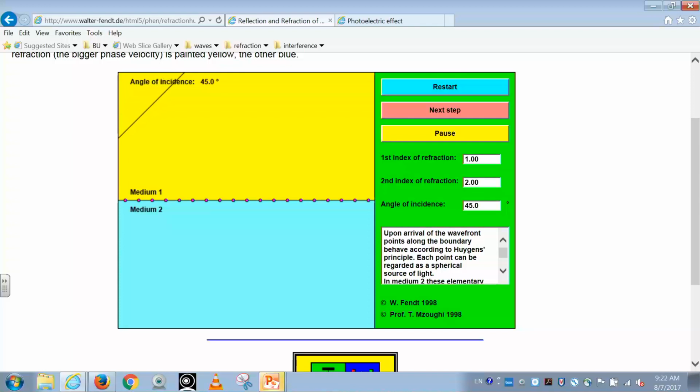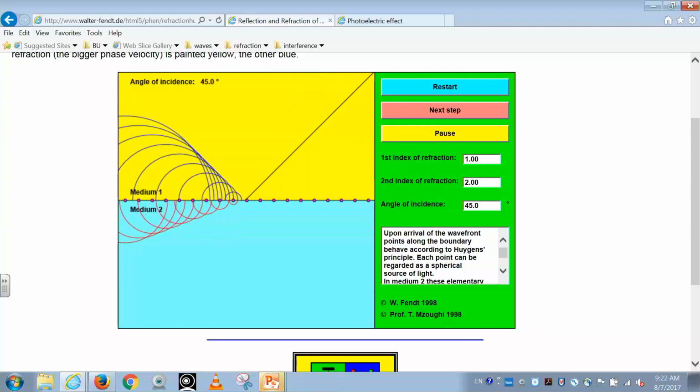That's why people abandoned the particle theory of light completely. Yeah. You see a wave front. It is approaching the interface between two media, and new waves being generated.